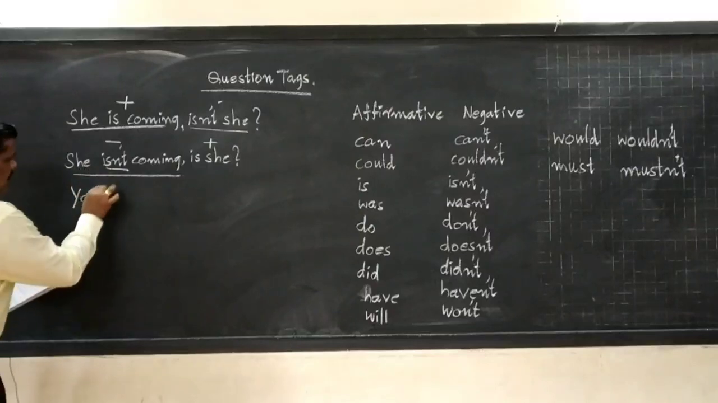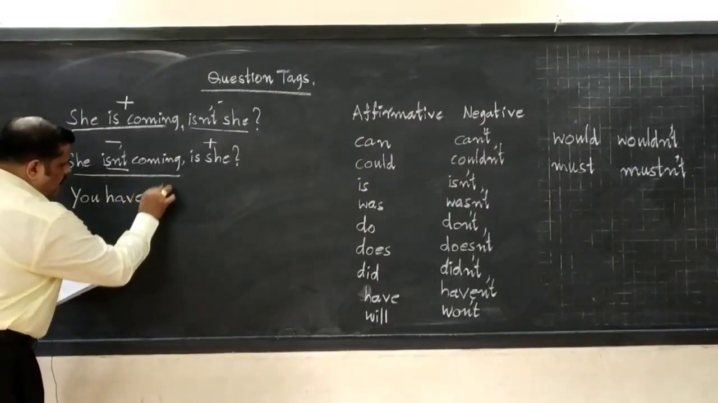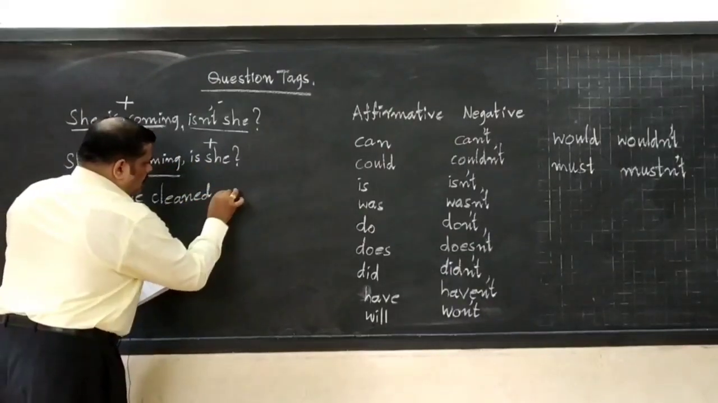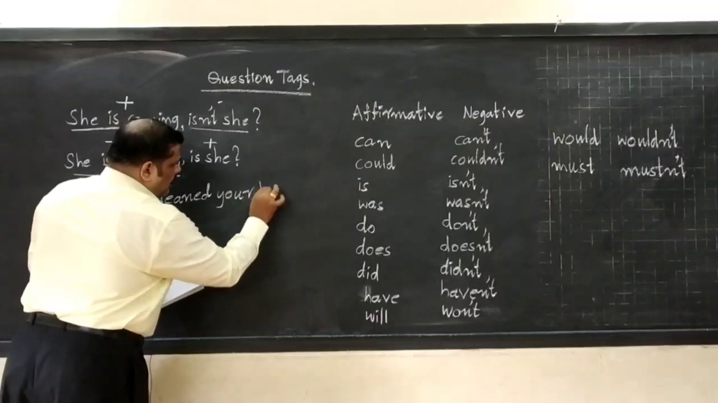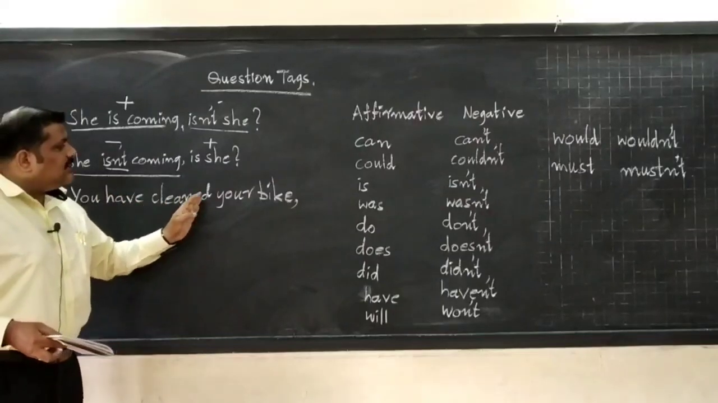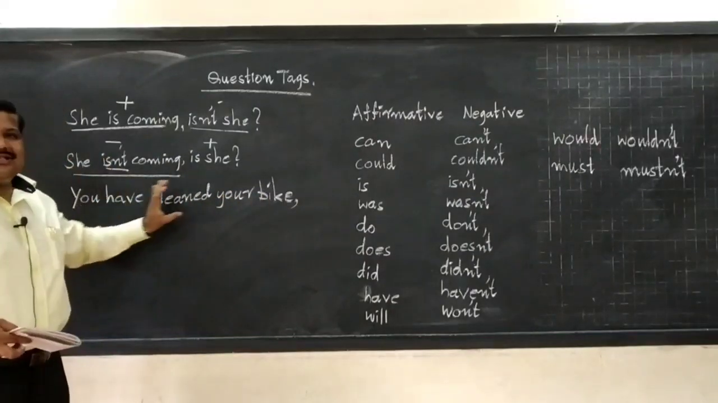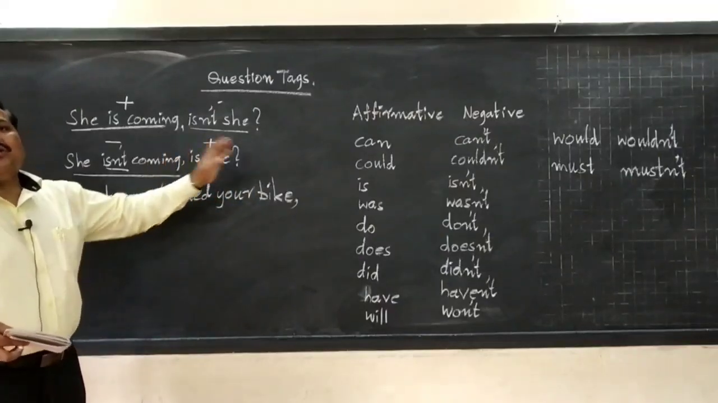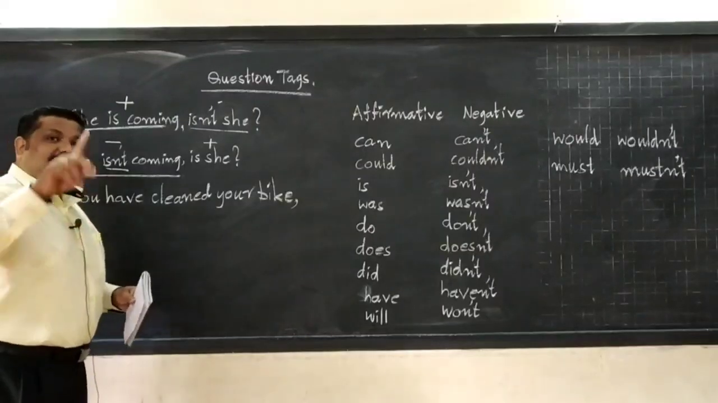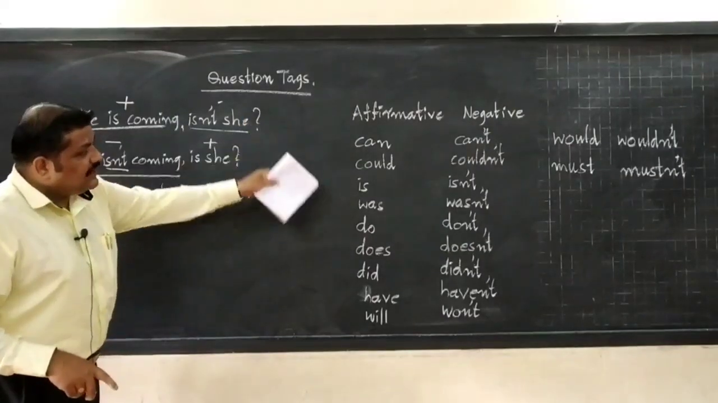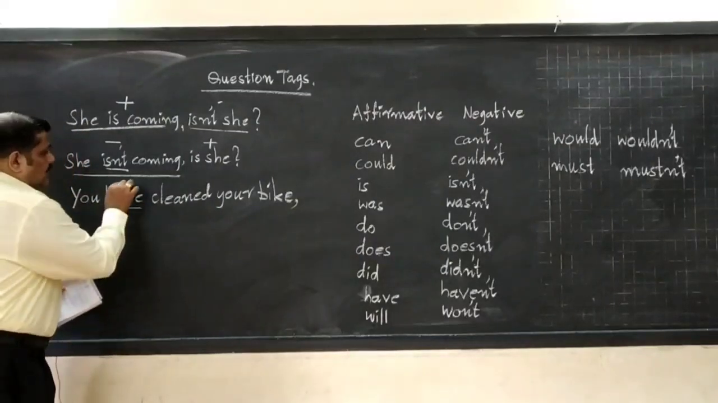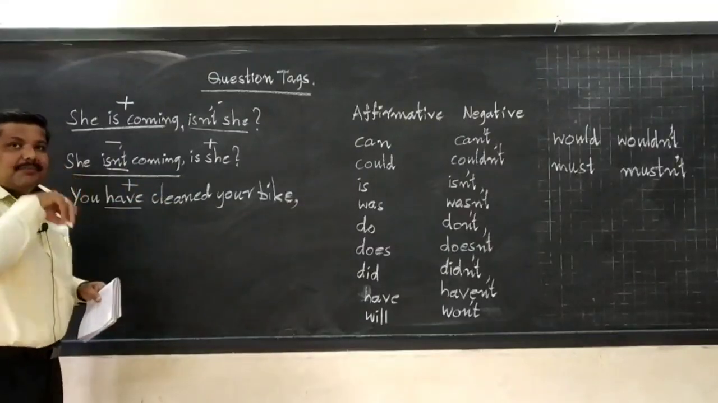This sentence is, you have cleaned your bike. See this sentence. You have cleaned your bike. Now this is a statement. Now how to make a tag out of this? How to create a tag out of this? First identify the verb. Identify the action word. I identify the affirmative verb. What is the affirmative verb? You have. So it is a positive statement. You have cleaned your bicycle.